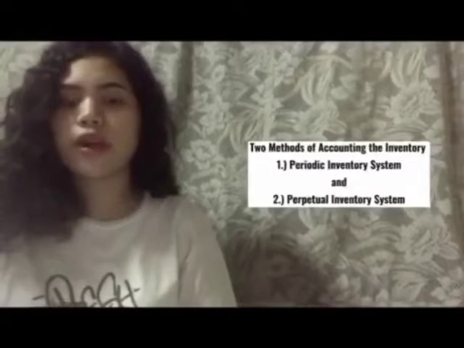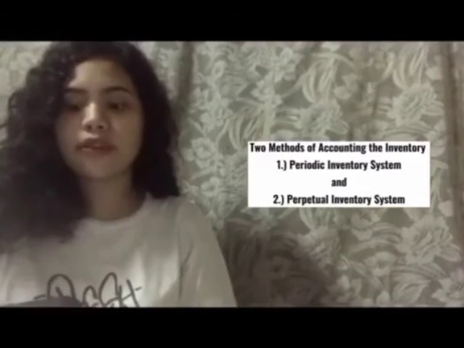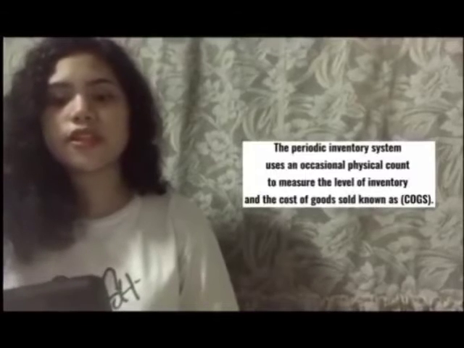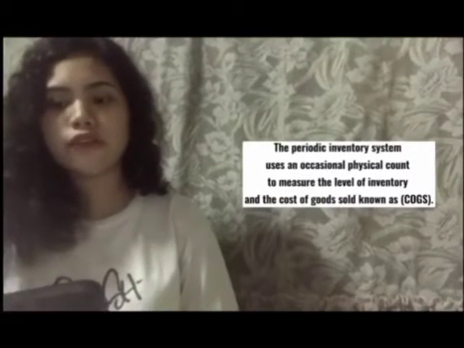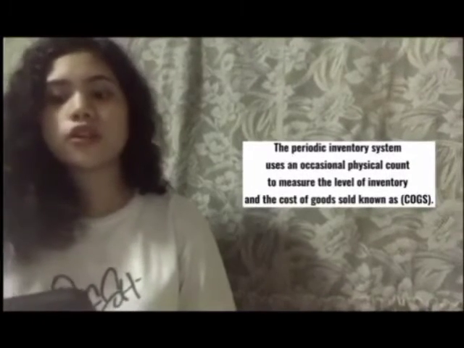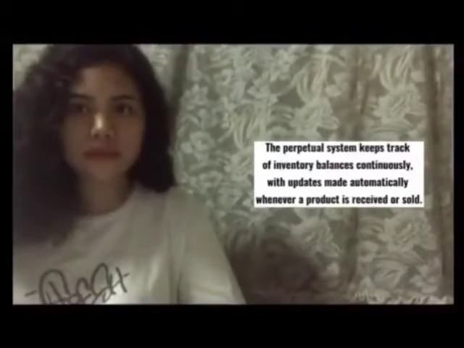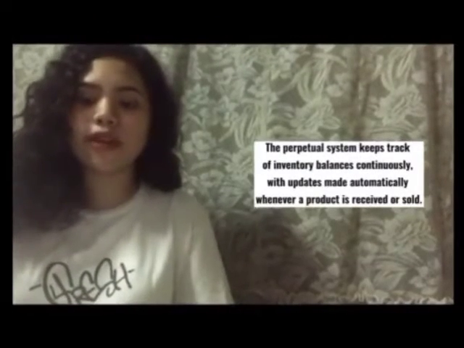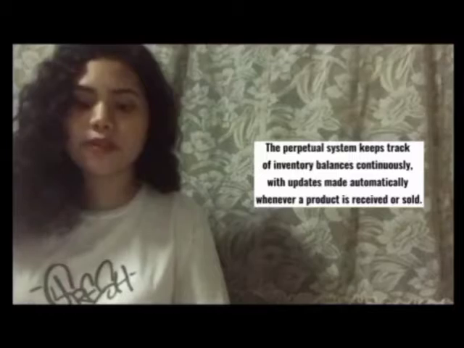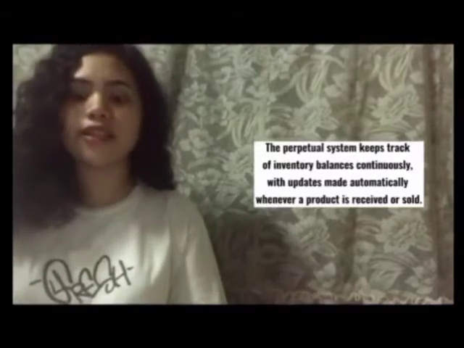There are two methods of accounting the inventory: periodic inventory system and perpetual inventory system. The periodic inventory system uses an occasional physical count to measure the level of inventory and the cost of goods sold, known as COGS. And the perpetual system keeps track of inventory balances continuously, with updates made automatically whenever a product is received or sold.